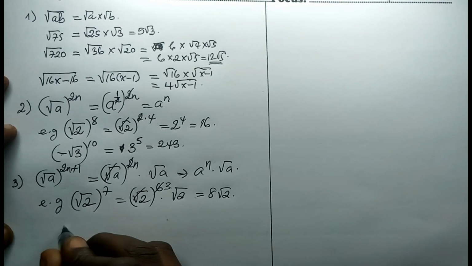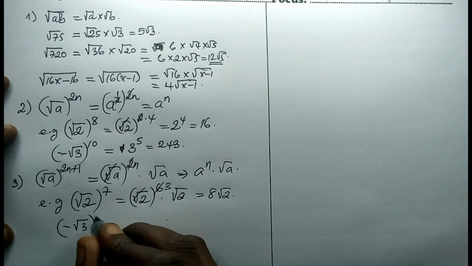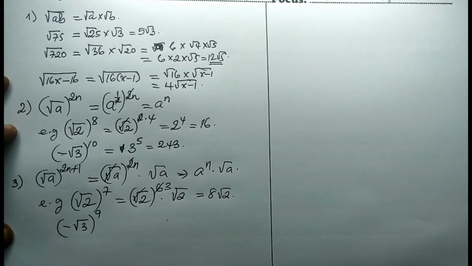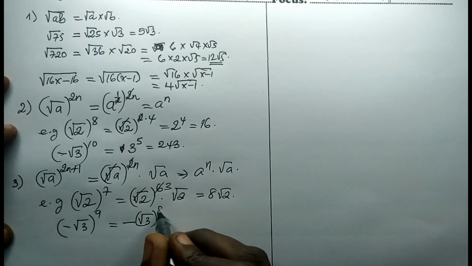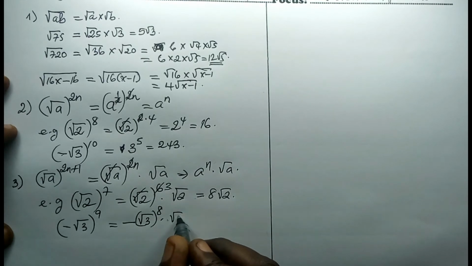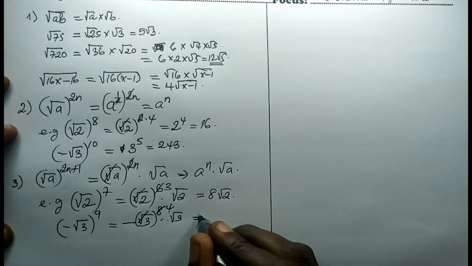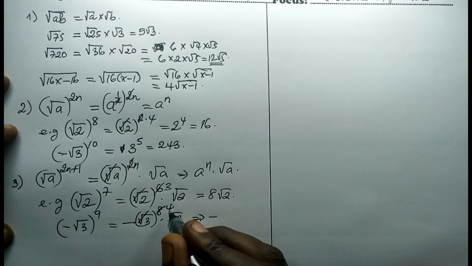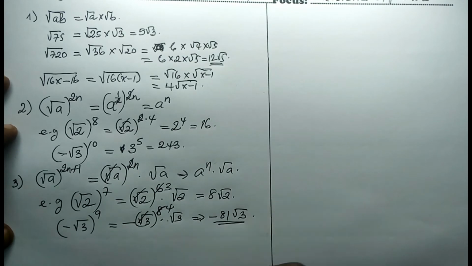If I have negative root 3 raised to the power 9, if I raise a negative number to an odd power, it remains negative. Then root 3 would be raised to the power 8, and then root 3. The root sign and the 8 cancel to give 4, and then I have negative 3 to the 4th, which is 81, then root 3 as the answer.